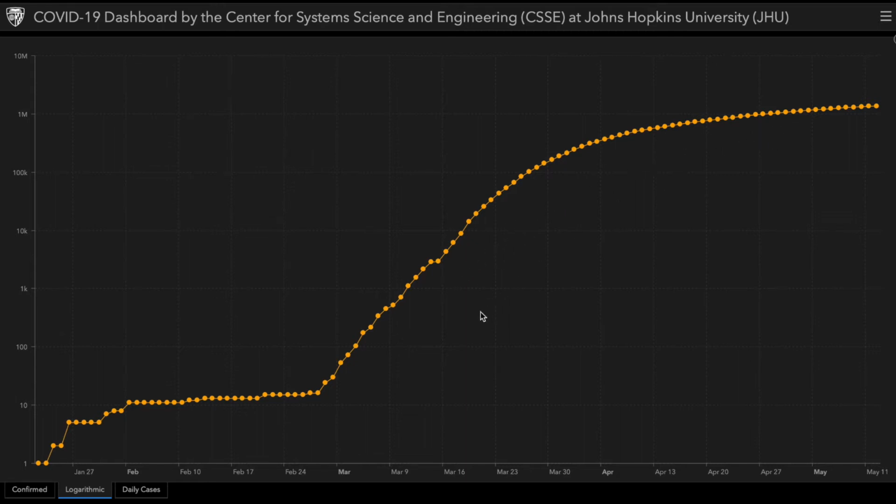So this is why we want to have a log graph, to really get an idea of where the COVID-19 had its exponential start and growth and where it kind of has leveled off. And we can clearly see that here. So now you know why we use log charts.